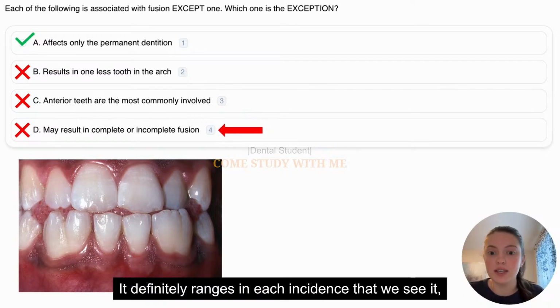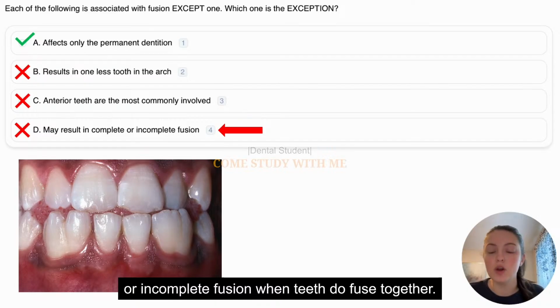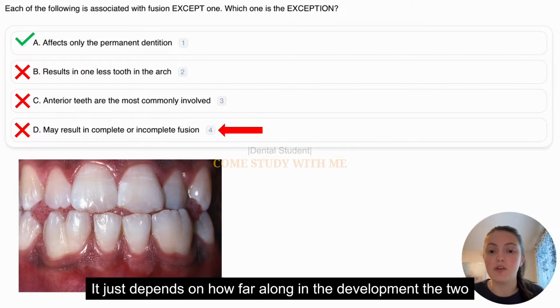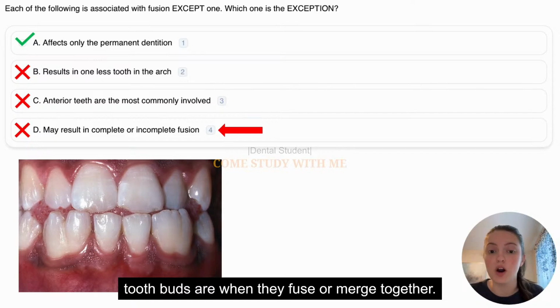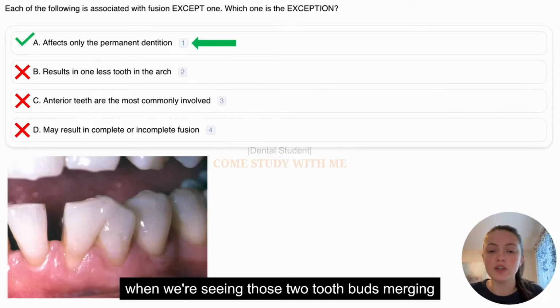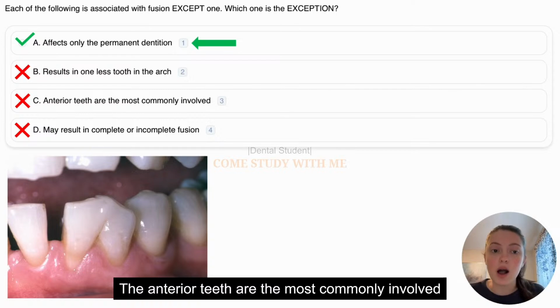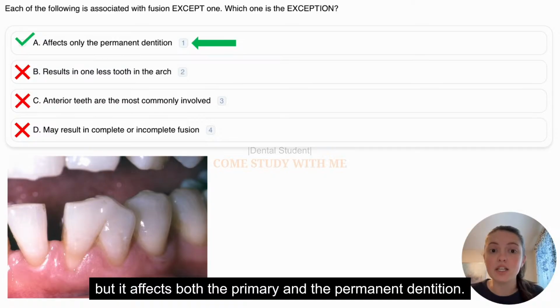It definitely ranges in each incidence that we see it, but you can have complete or incomplete fusion when teeth do fuse together. It just depends on how far along in the development the 2 tooth buds are when they fuse or merge together. So when we're talking about fusion, when we're seeing those 2 tooth buds merging or fusing together, all of these are true. We always see one less tooth in the arch. The anterior teeth are the most commonly involved, and you may get complete or incomplete fusion, but it affects both the primary and the permanent dentition, and it's definitely something to know.